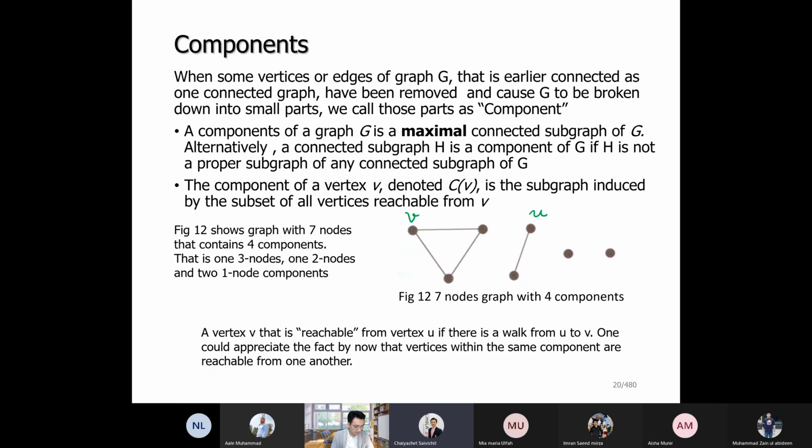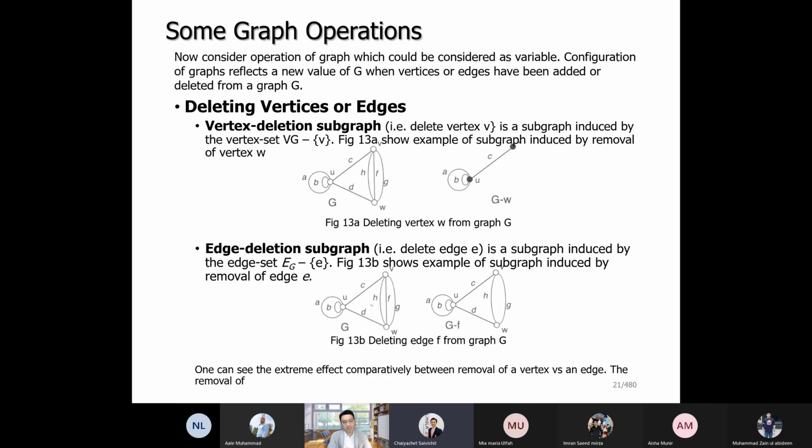Okay, so let's look at this one. Some graph operations that we talk about here: deleting a vertex or deleting an edge, or multiple vertices or edges. When deleting a vertex, all the edges connected to it must be deleted as well. Vertex deletion gives a subgraph induced by the vertex set V subscript G minus vertex v.